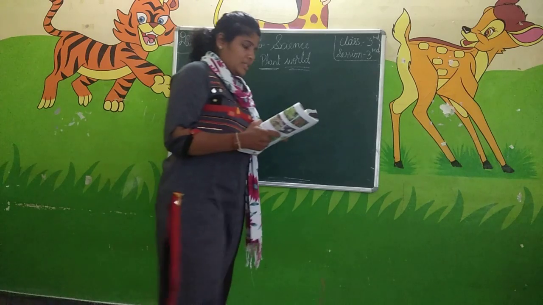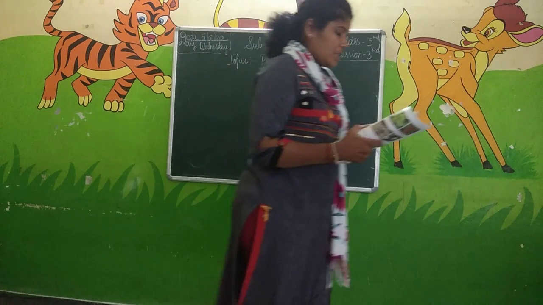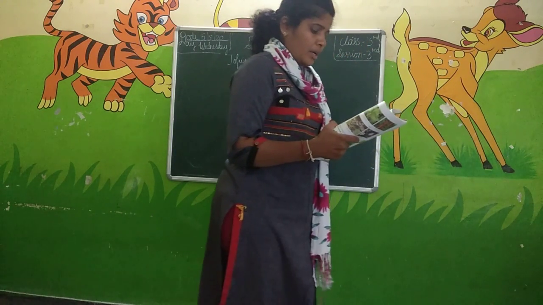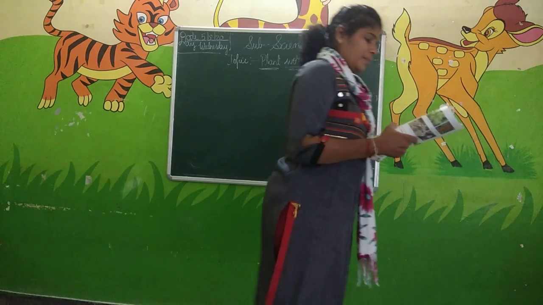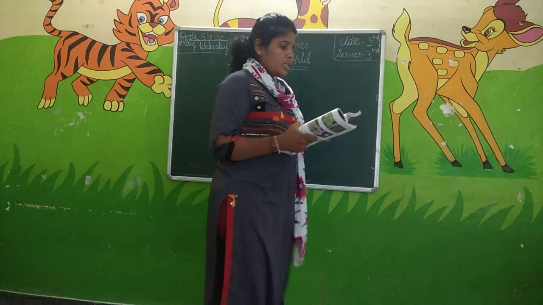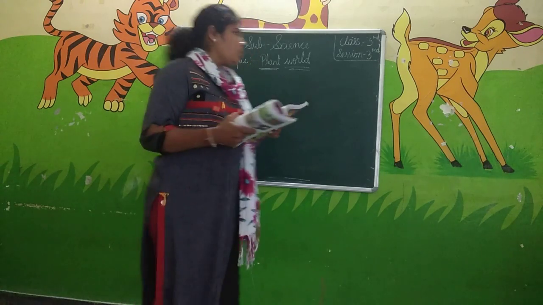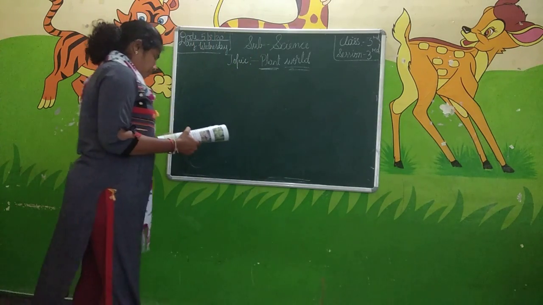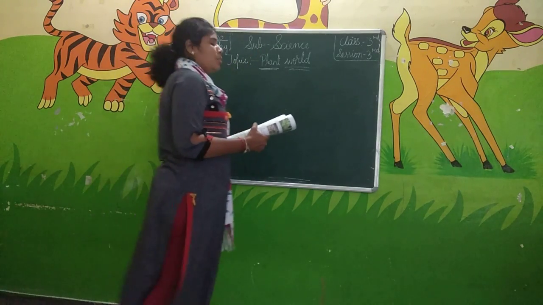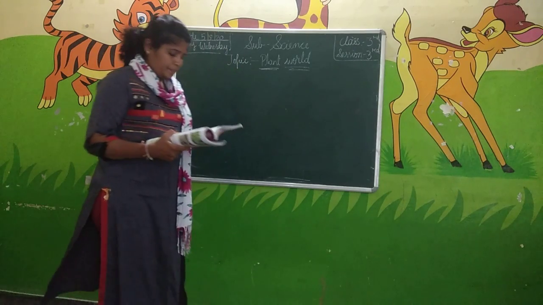Explain the structure of a seed. Describe conditions needed for germination. List food we get from plants. These are all the things we come to know after studying this lesson. What is the plant world? We will learn about plants completely today.